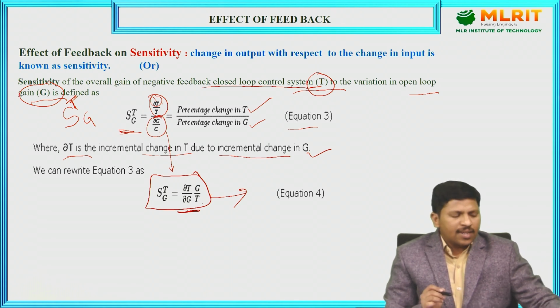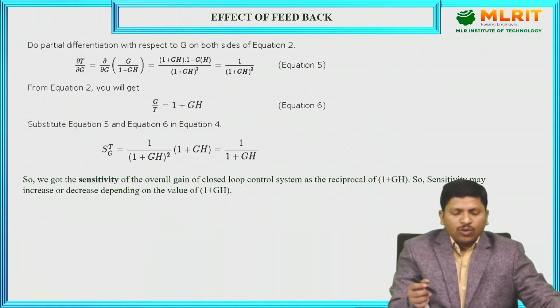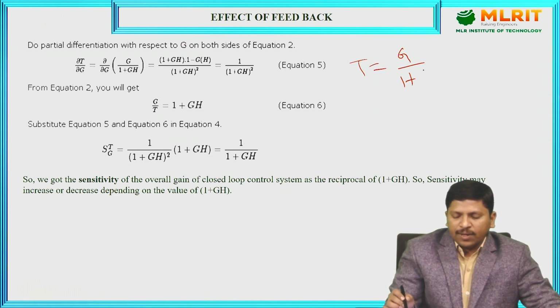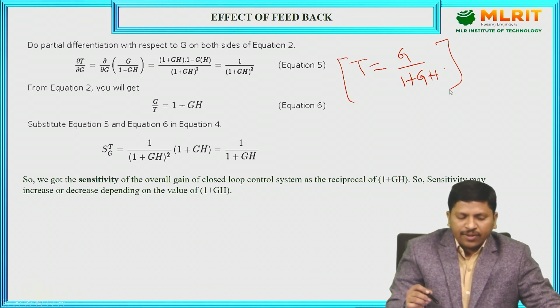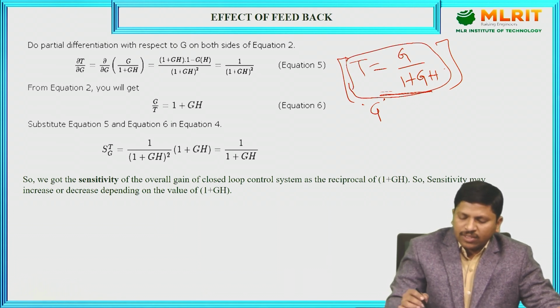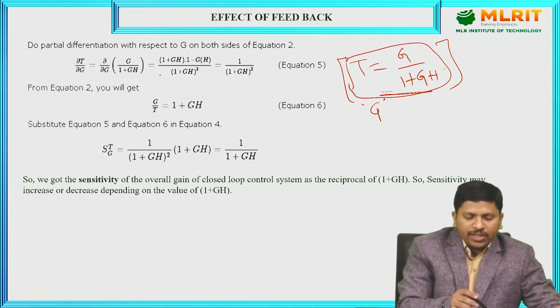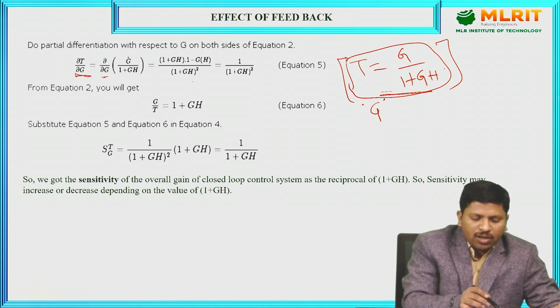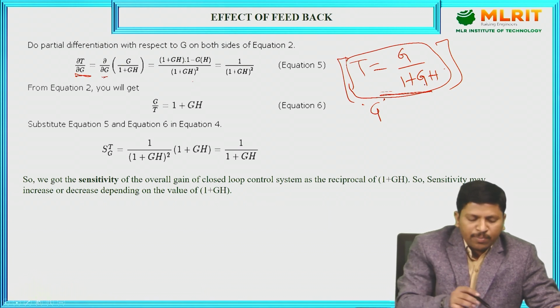Next, I consider the negative feedback closed loop transfer function T equals G divided by 1 plus GH. For this I am going to do partial differentiation with respect to G on both sides. Now when we apply this partial differentiation to the second equation, I am going to get this. Here, dou T by dou G, dou by dou G of this; we know that T equals G by 1 plus GH. We just substitute in the U by V form.